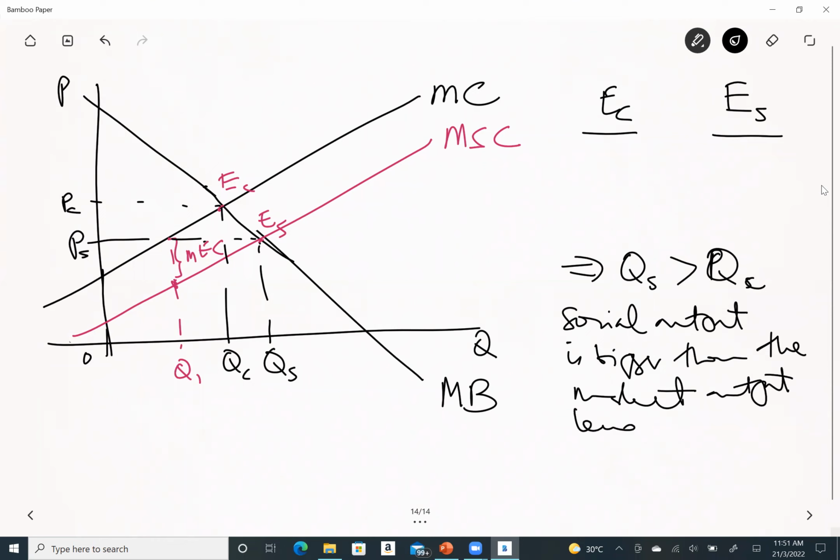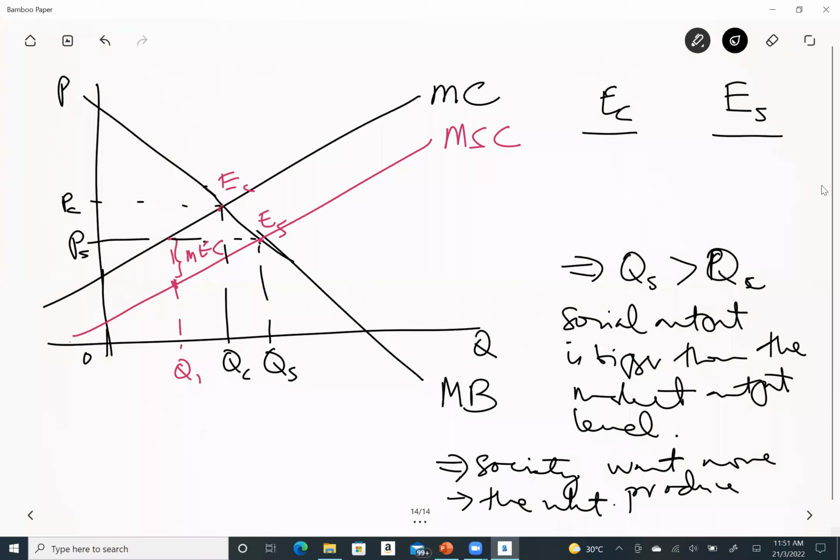So therefore, the society wants more, because it's positive. If it is negative, the society wants less. So you want more output. In other words, if you just leave it to the market, does the market produce too much or too little? Too little. The market produces too little output.